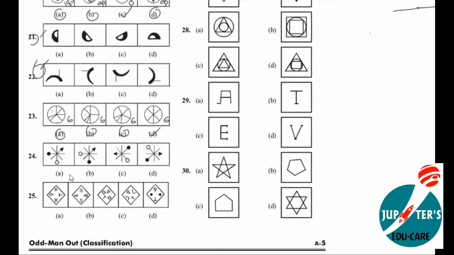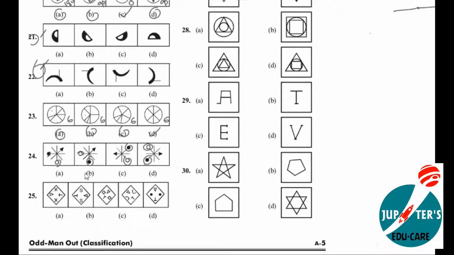Coming to question number 24, observe carefully. In option A, on the arrow's left side we have a shaded circle, arrow right side we have a non-shaded circle. In option B, arrow left side we have a non-shaded circle, right side a shaded circle. In option C, arrow right side we have a shaded circle, arrow left side a non-shaded circle. In option D, arrow left side we have a non-shaded circle, arrow right side a shaded circle.